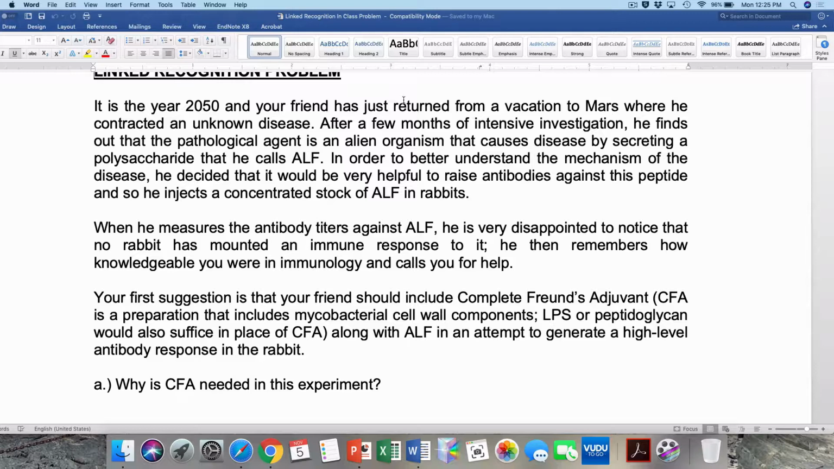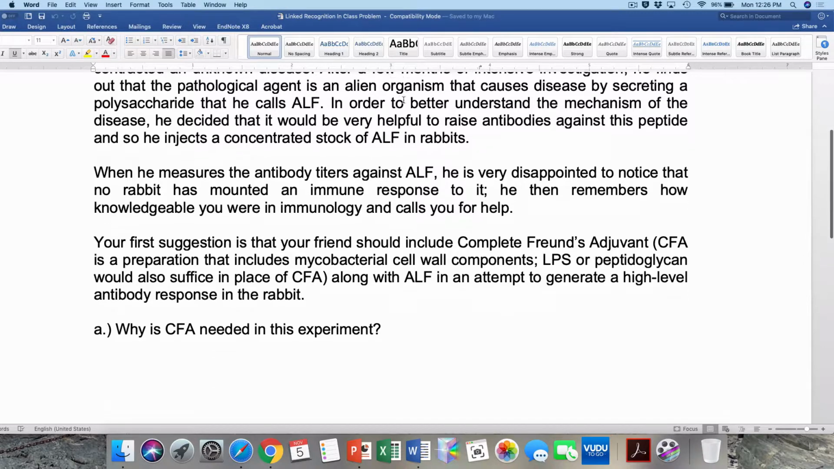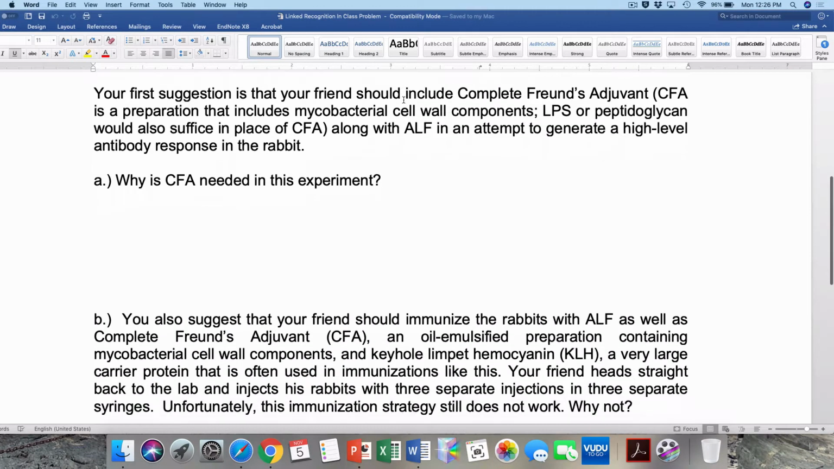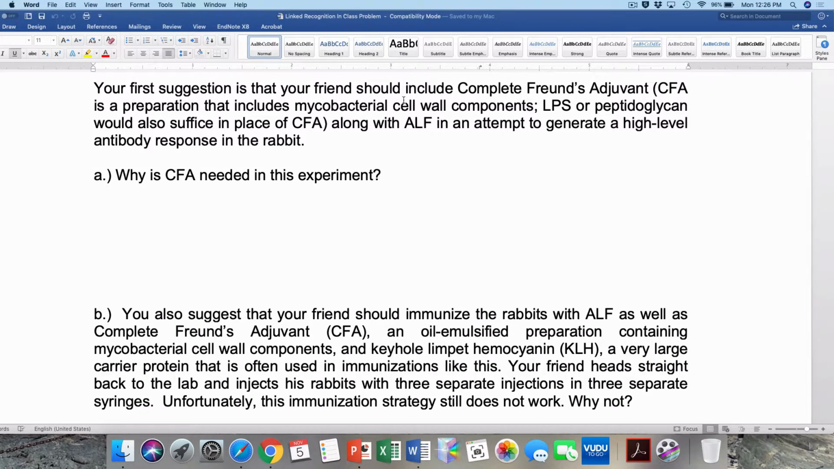And when your friend measures the antibody titers, he's very disappointed to notice that no rabbit has mounted an immune response. But then he remembers you were very knowledgeable in immunology, so he calls you for help. So your first suggestion is that your friend needs to include something called complete Freund's adjuvant, or CFA, which is a preparation that includes mycobacterial cell wall components.